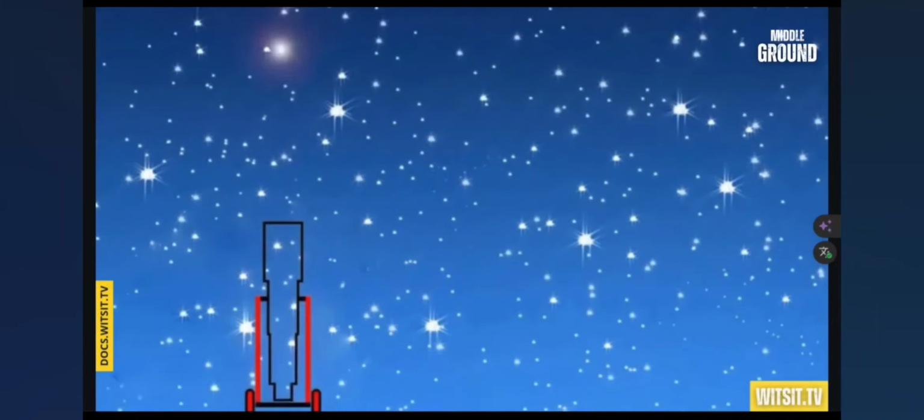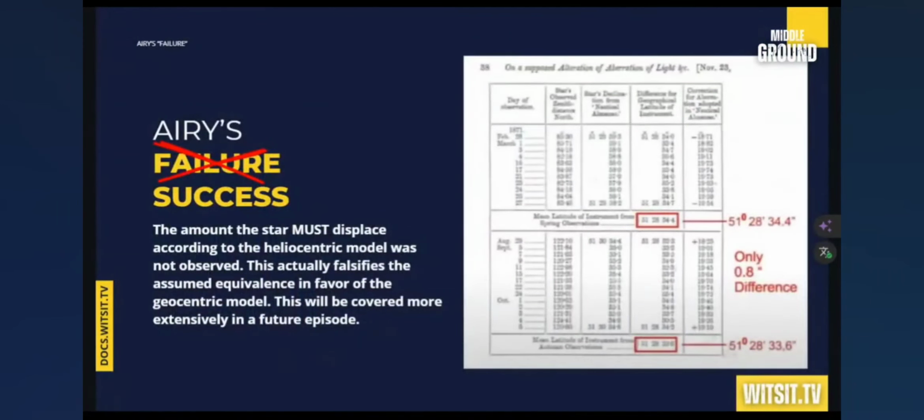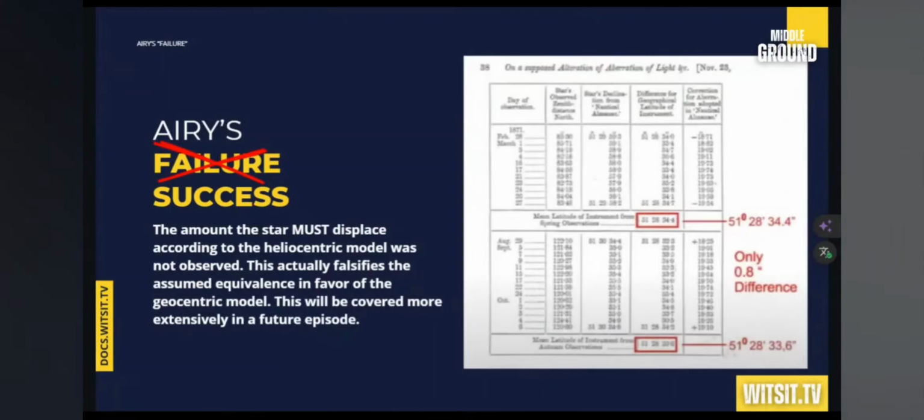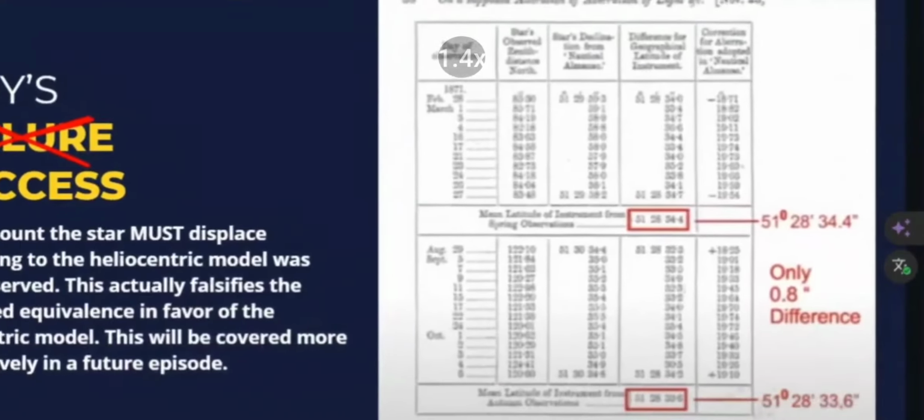Now, what did he actually observe? The amount the star must displace according to the heliocentric model was not observed. This actually falsifies the assumed equivalence in favor of the geocentric model. This will be covered more extensively in a future episode. I actually kept the duplicate on accident, so that's the old description, but it doesn't matter. You look at the chart here, you'll see that there was only 0.8 arc seconds observed.